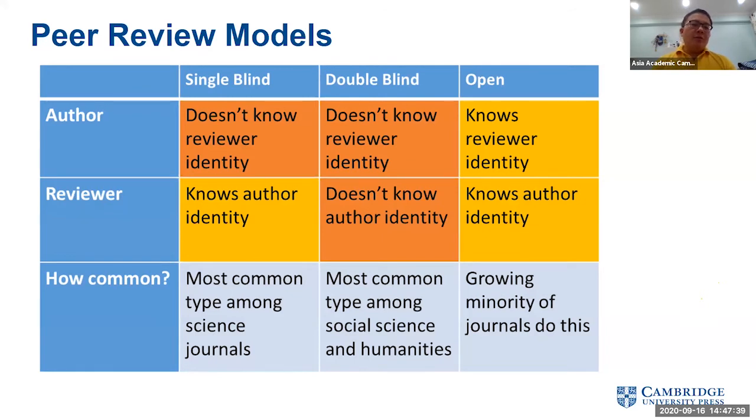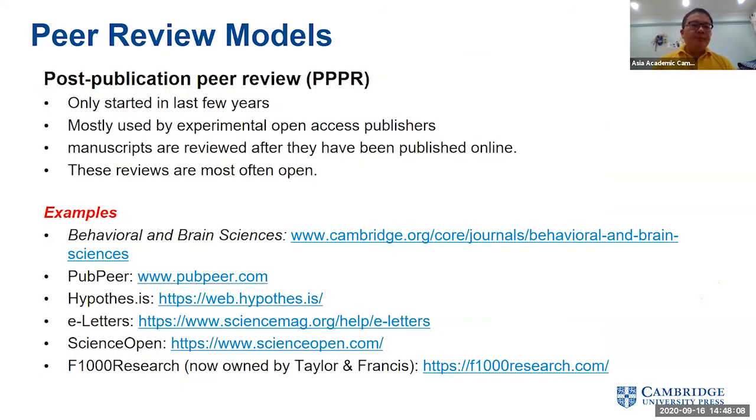Okay. So single blind is usually used among science journals. Double blind for social sciences and humanities journals. And for open peer reviews, of course, open access journals are using that. Not all of them, but some of them. But a growing number of journals are actually switching to this. Okay, so more about this later, but definitely you should be aware that there's a different kind of peer review model called open peer review.